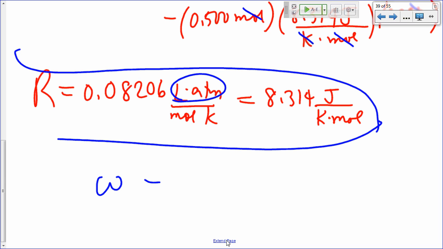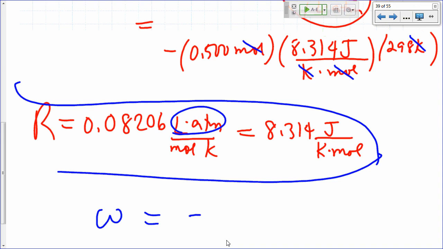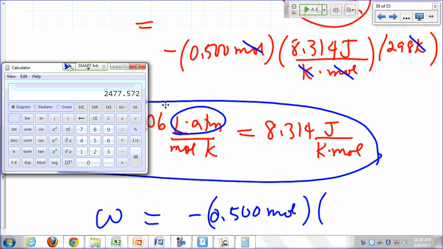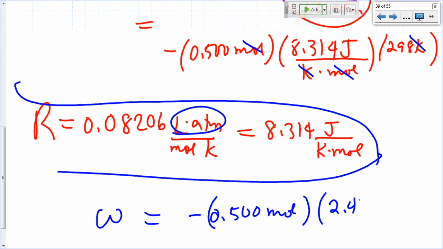So our work is equal to negative 0.50 moles times RT. That's 8.314 times 298. That's 2477 joules. Okay, so 2,477 joules.